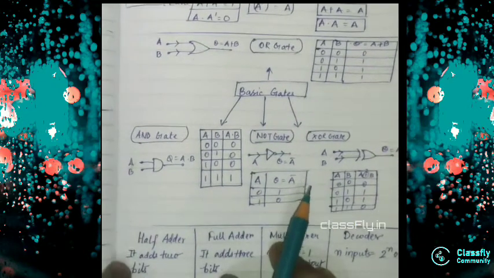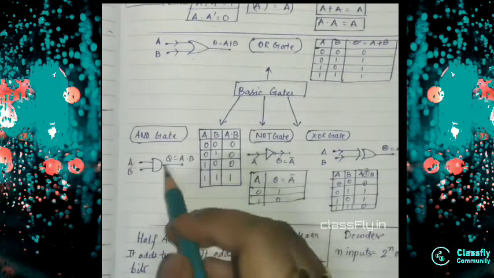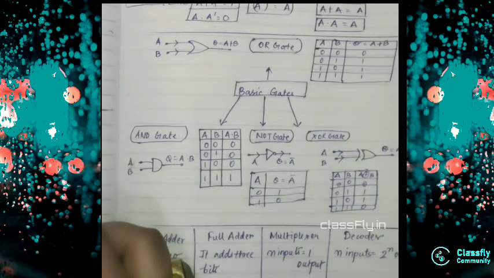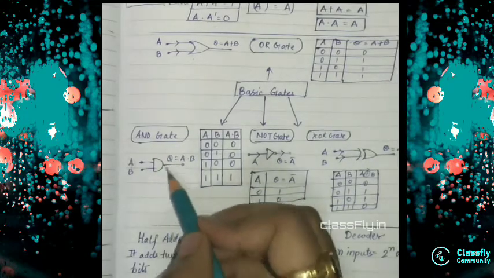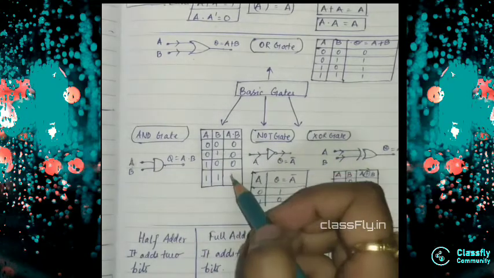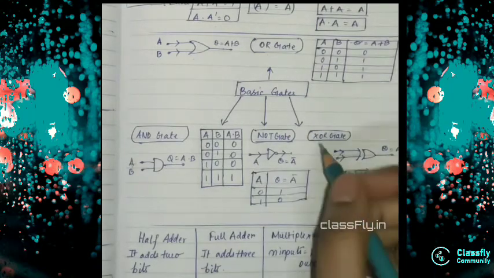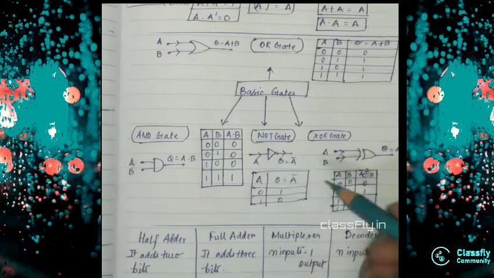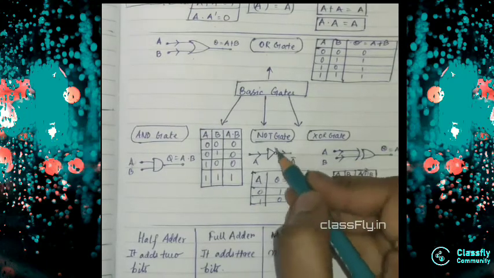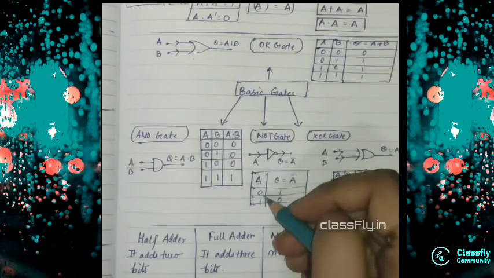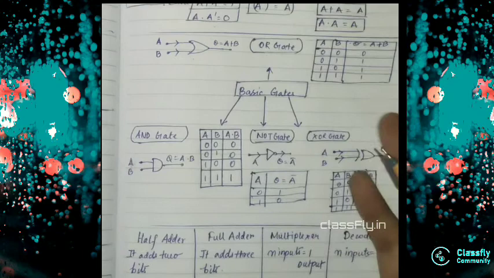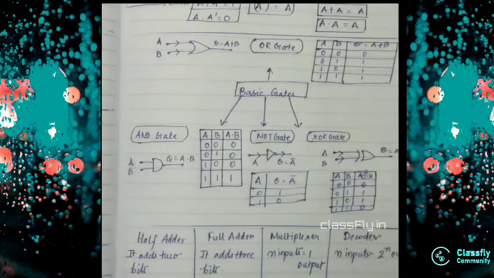Whenever one of the digits is 1, you will get the output as 1. Whereas the AND gate states that it is the multiplication of the numbers or the variables, and this is the symbol for the AND gate, and it states that if any of the digit is 0, you will get the value as 0. Whereas the NOT gate is the complement of the variable, and this is the symbol for the NOT gate. If you give the value as 0, you will get 1, whereas if you give the value as 1, you will get 0.